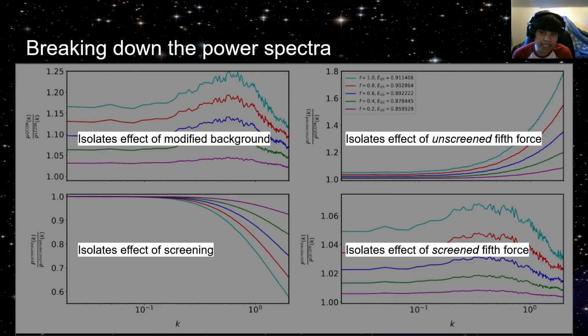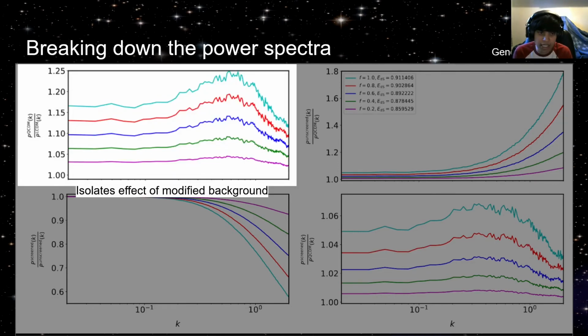Similarly, on the right, we are isolating the effect of the unscreened fifth force. So this means that if we imagine the fifth forces of our cubic Galilean were never checked by screening and they were left unchecked, then how much is that contributing to the overall shape of the power spectrum? And then, of course, we can also isolate the effect of just the screening. How much is screening affecting the power spectrum shape? And also, what about the whole screened fifth force? How much is that affecting the power spectrum? So we're able to isolate these effects and understand how much of these effects are contributing.